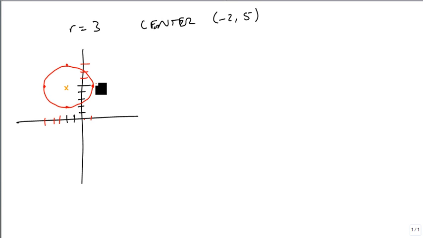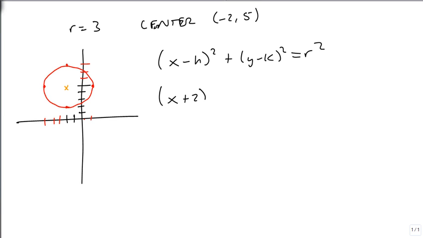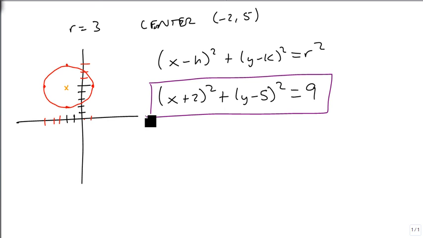But we want the equation of this circle, and the way we get that is we look at our formula, and it's x minus h squared plus y minus k squared equals r squared, and we just plug in what we know. X minus minus 2 becomes x plus 2 squared. Y minus 5 stays, and this becomes 3 squared, which is 9. So here is the standard form of the equation of a graph with a radius of 3 and a center at minus 2, 5, and here is its graph.